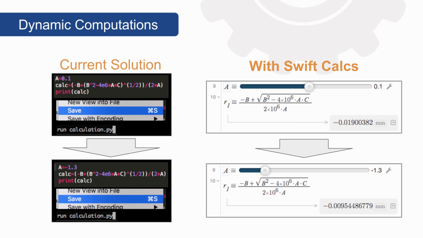Computations that are dynamic. So instead of code where you change things, you have to save, then you have to rerun it to get your answers. In Swift Calcs, you make a change, everything automatically recalculates and recomputes in real time.